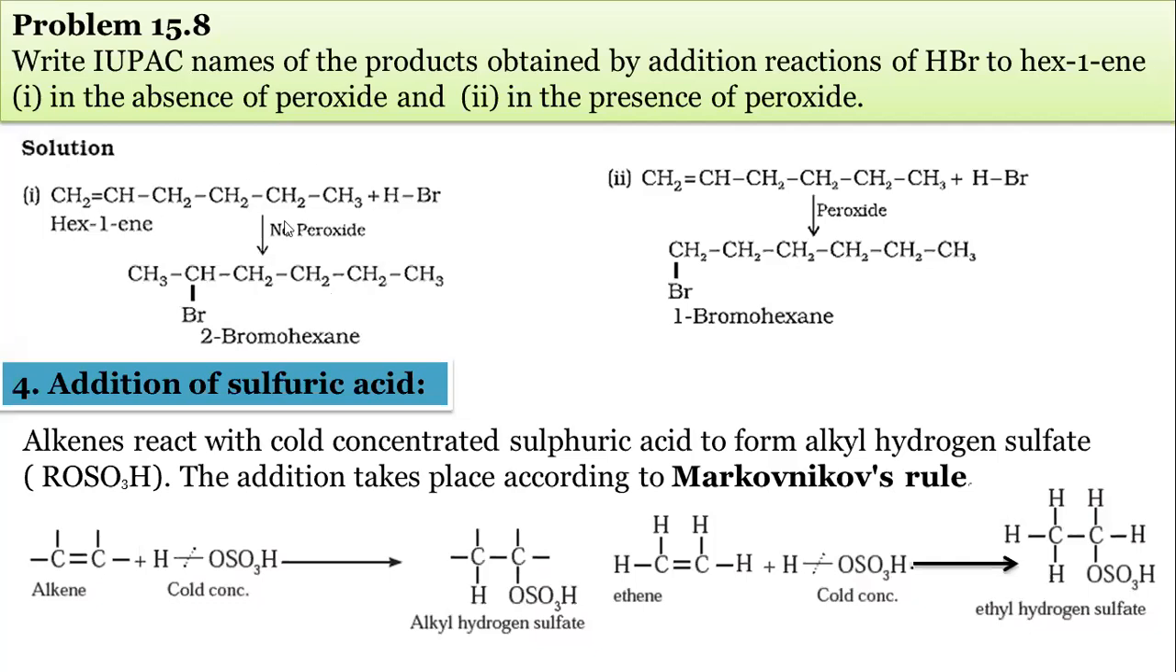But a smaller amount of product is also formed when Br gets attached to carbon number 1, but its percentage is very less. So 2-bromohexane is the major product. And in the case of peroxide, this negative part gets attached to carbon number 1, because the addition takes place according to anti-Markovnikov's addition. We can clearly see the difference between these two examples, when peroxide is added and when there is no peroxide. This is the main difference between Markovnikov's rule and anti-Markovnikov's rule, in the absence and in the presence of peroxide.